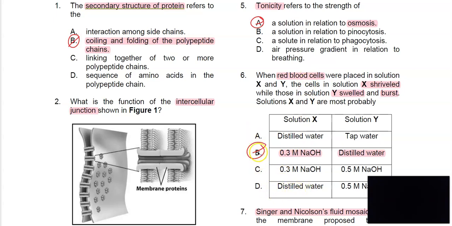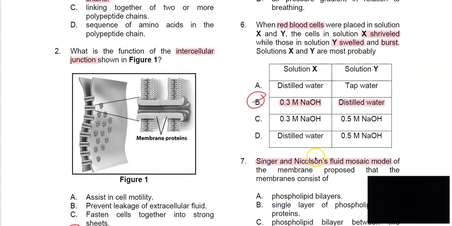Okay, so this leaves B and C. Swell and burst, so the solution Y must be hypotonic. The hypotonic solution outside of the red blood cell will cause water to enter into the red blood cell by osmosis and cause the red blood cell to swell and then burst. So the answer will be B. Solution Y will be distilled water.